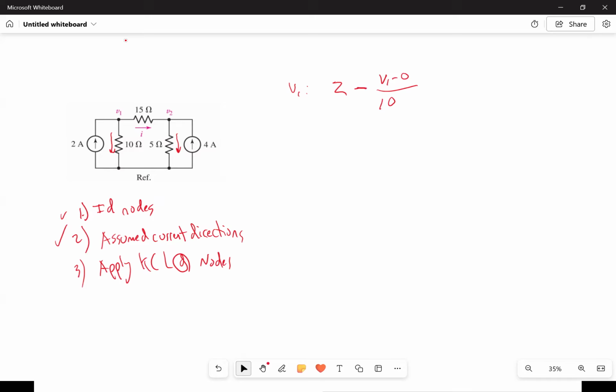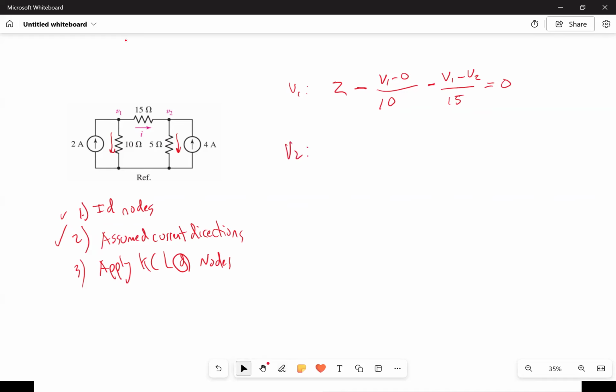Now I do the same thing. I see it's V1 minus V2. That's out of the node, so that becomes minus (V1 minus V2) over 15, and that's going to equal 0. You can do the sum of the currents into the node, or the sum of the currents out of the node, or the sum of the currents in equals the sum of the currents out. Any one of those is going to end up with the same result. I usually like to say the sum of the currents out of the node, but we'll just do the sum of the currents into the node for this one. So that's my first nodal equation.